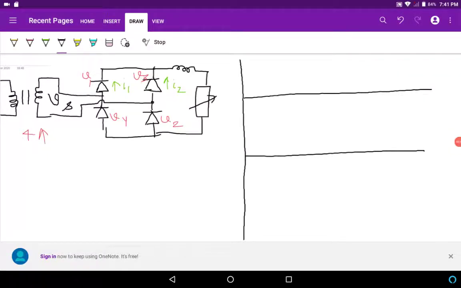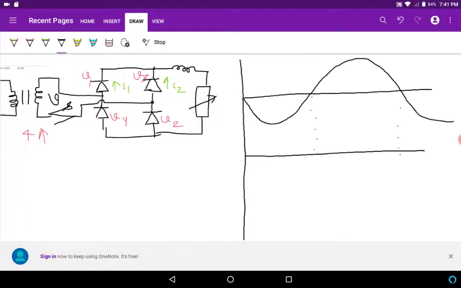Okay, so let me draw the waveforms now. First of all I will draw the waveform of the secondary of the transformer, this particular voltage Vs. Let me start with the waveform like this. So I have this one complete cycle of the waveform, and this continues. Please mind that both the half cycles are the same. Please ignore it if you feel that there are some inconsistencies.